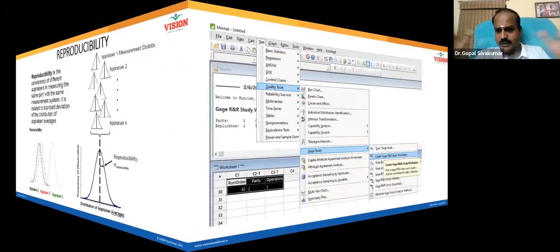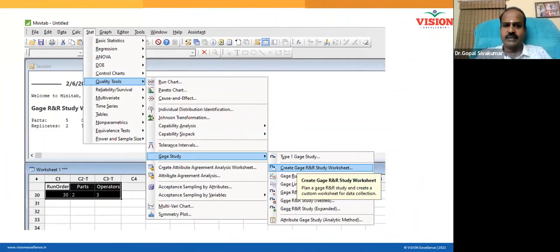Once you have the data available, in Minitab you can actually conduct a study. Minitab will take care of all your pain of doing the analysis and calculation of standard deviation. Right? We are teaching you only to make you understand. But you can always use Minitab or some template given by RK and then get your results. If you go to Stat, there is an option called Quality Tools. Then there is an option called Gauge Study. Under the Gauge Study, if you click create Gauge Study R&R worksheet, a worksheet will get generated.